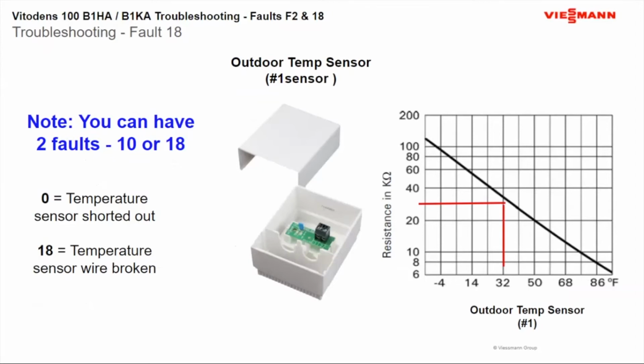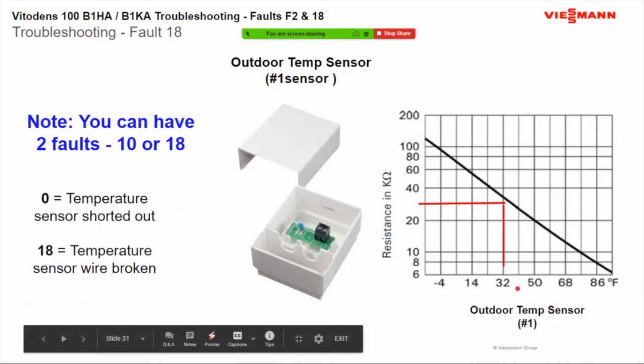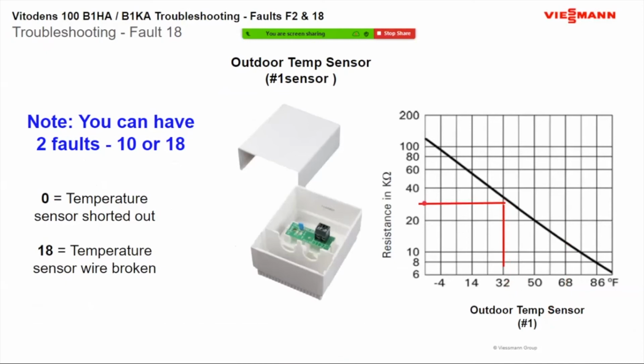So say it's 32 degrees outside. It should go up to this line here and then go across and get the same ohms reading that you're seeing out there. So that's how you check your outdoor temperature sensor.